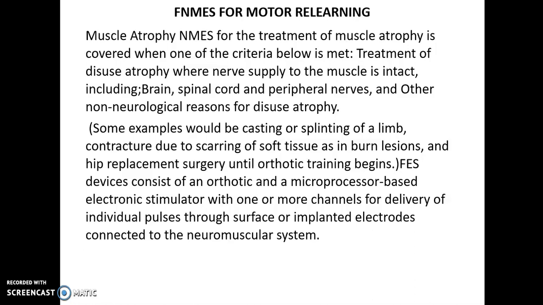So one or more channels for delivery of the individual pulses. It is not necessary that you only use one channel. You can use many channels. So multiple stimulation of particular motor point areas can be done, and surface or implanted electrodes connected to the neuromuscular system, either through the surface electrode, that is the transcutaneous electrode, or through the implanted electrodes.